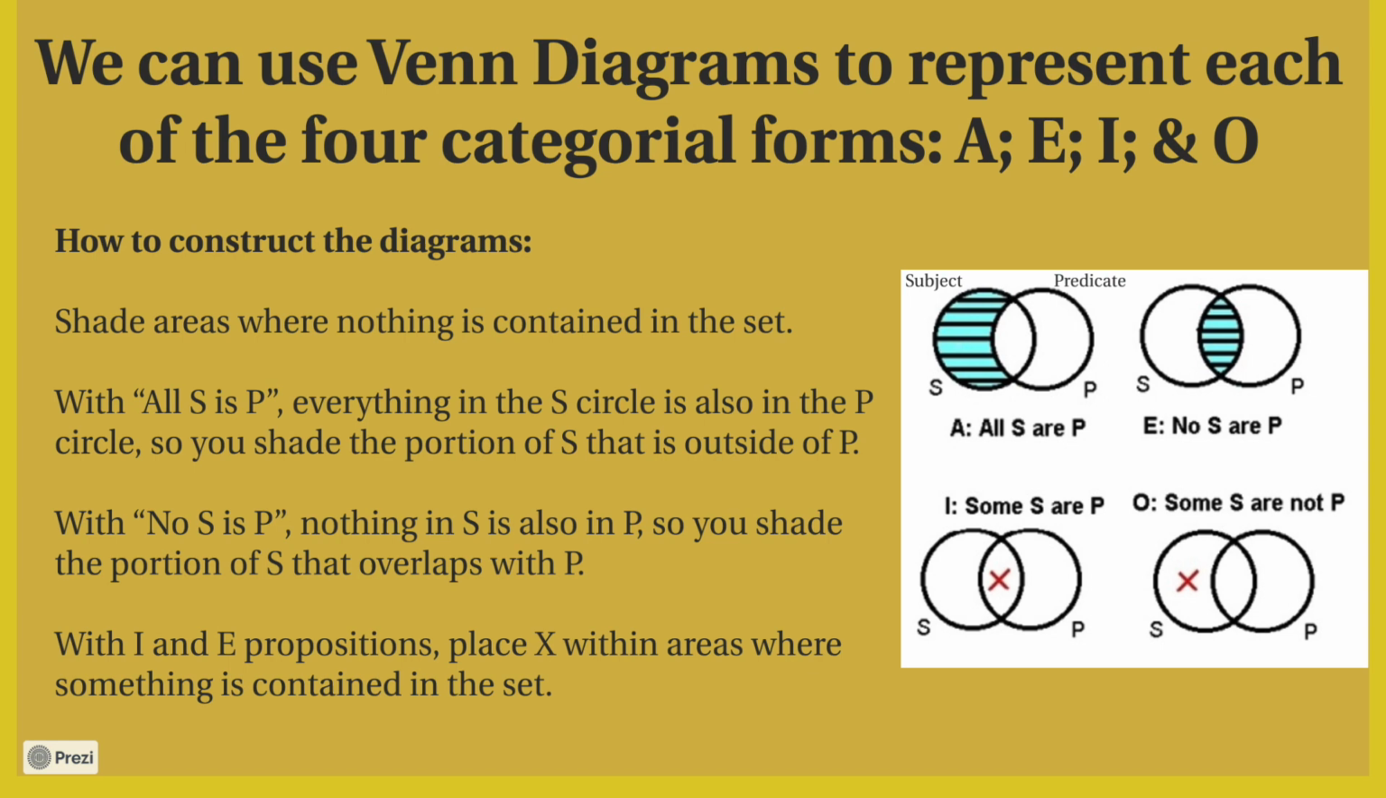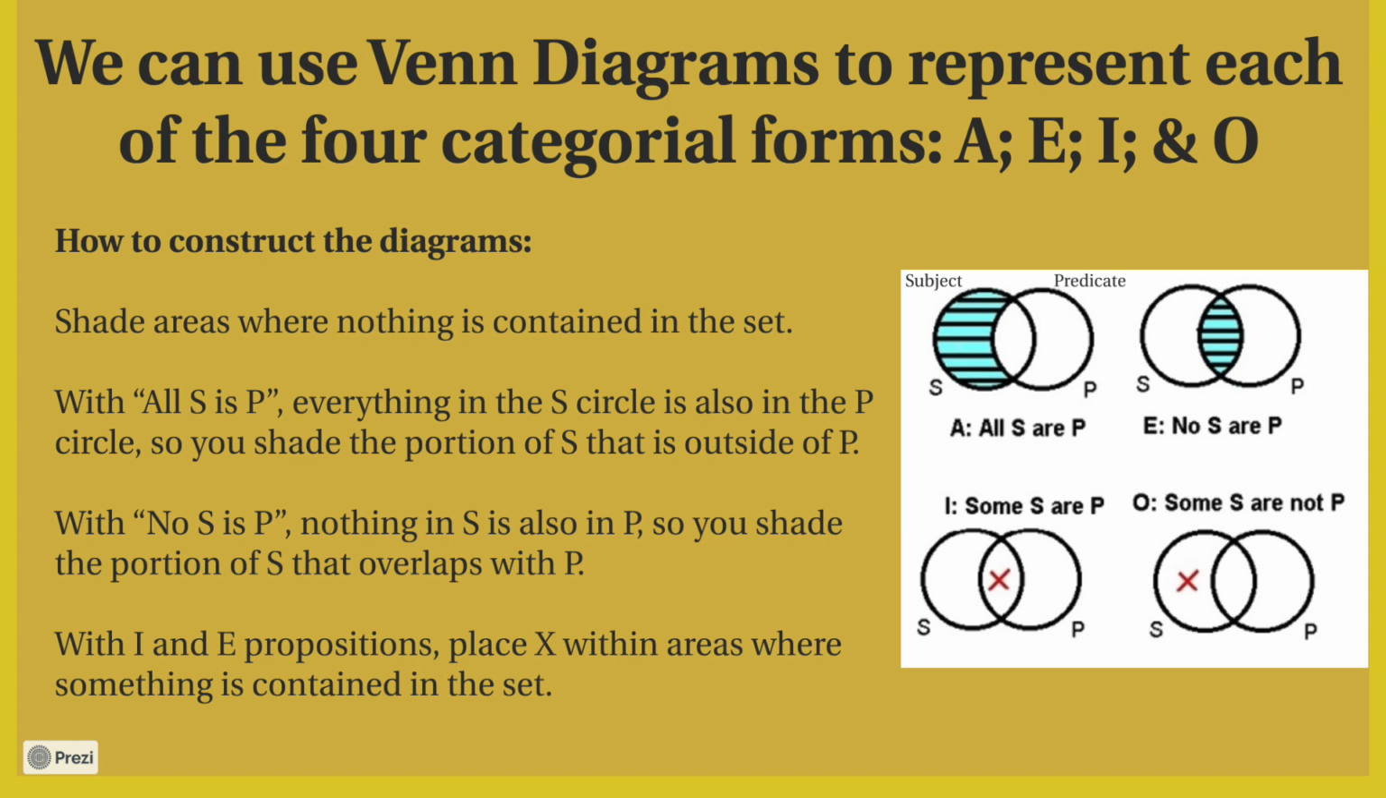Now, although Aristotle used what is called the square of opposition, which we will look at soon enough, John Venn created a helpful tool in 1880 for thinking about categories. So we can visualize these categorical forms using Venn diagrams. Now, here's how we go about constructing a Venn diagram. We have a circle for S, the subject, and we have a circle for P, the predicate.